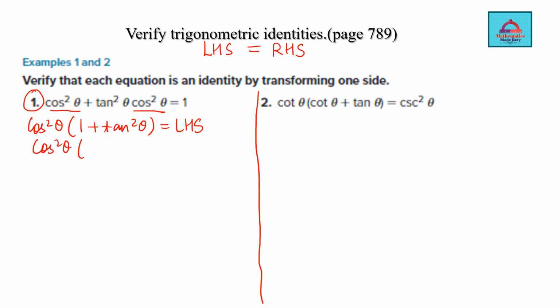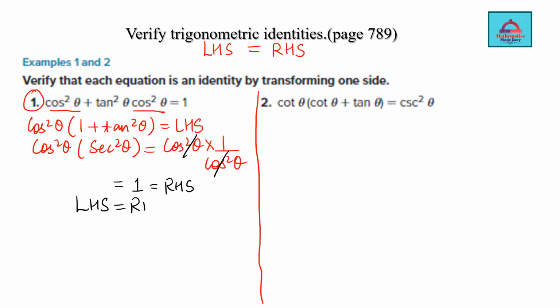Let's use Pythagorean. Pythagorean identity says 1 plus tan square is secant square theta. Now what is the relation between cos and secant? They both are reciprocal. So this can be written as 1 over cos square. Now cancel the term. Because they are reciprocal, they are going to give you 1, which is the right side. Because both sides have come out to be equal, hence verified. So this equation is an identity, and we transformed one side, which was the left side.